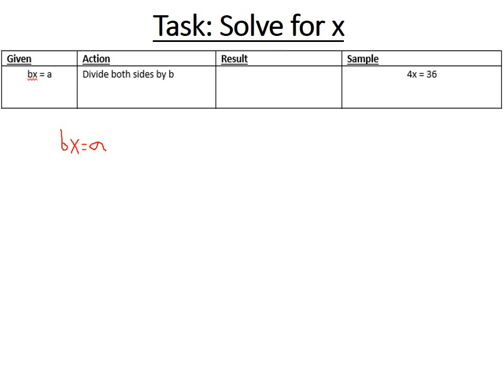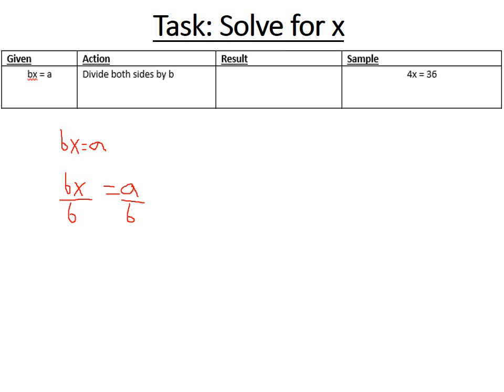Because x is being multiplied by b, you want to do the opposite. If x is being multiplied by b, well, the opposite of a multiplication is a division. Okay? So what you want to do is bx divided by b. When I put the line there, that means division, divided by b. So like that is equal to a divided by b.